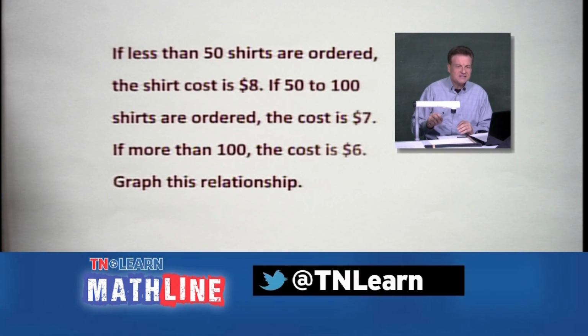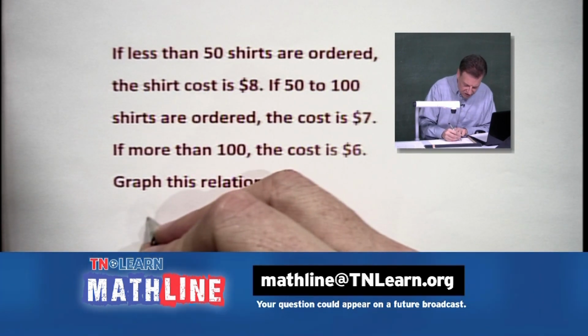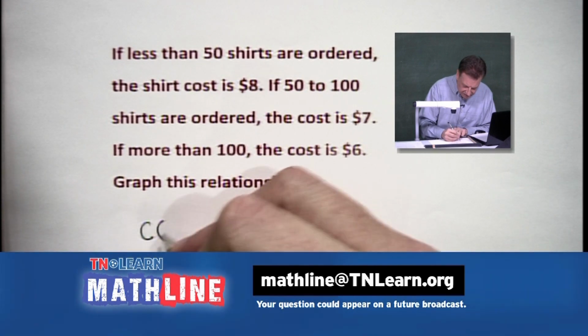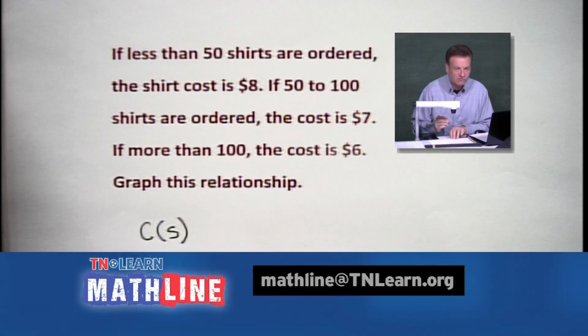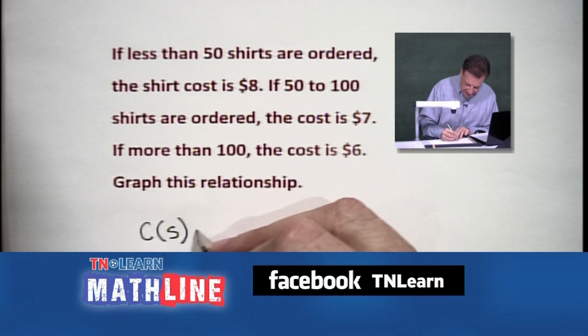And if more than $100, the cost is $6. All right. And it says we're going to graph the relationship, but first we're going to make a table. We're going to make a table first. All right. So we're going to call this, how about it? It's going to be a cost function, so we'll call it C. And we'll let S be for shirts, for the number of shirts.